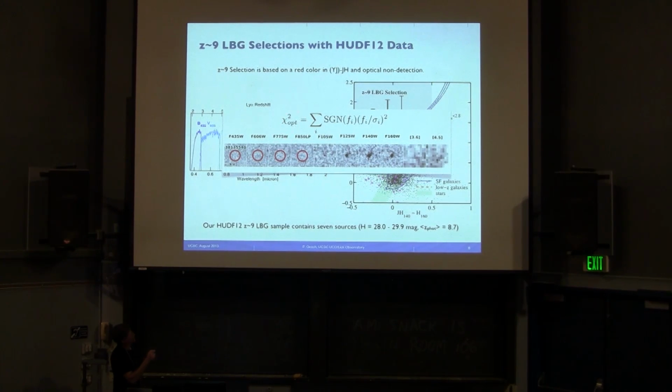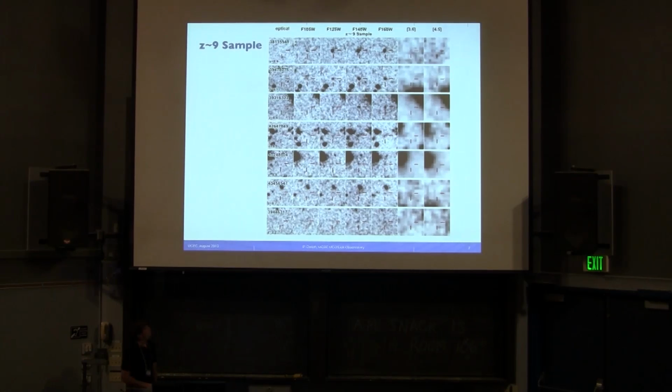We use a pseudo chi-square measurement, which combines all the flux information that you have in the optical bands, and that really helps us to push down the contamination rate by a factor of 3 or 4 or so. And so applying these selection criteria, we come up with a sample of 7 candidate redshift around 9 galaxies, between 28 to 29.9 magnitude, with a photometric redshift on average of 8.7. And so these are the sources here.